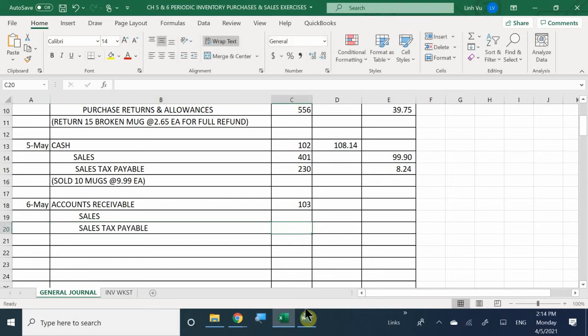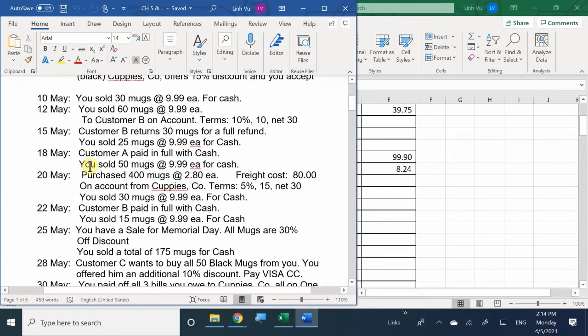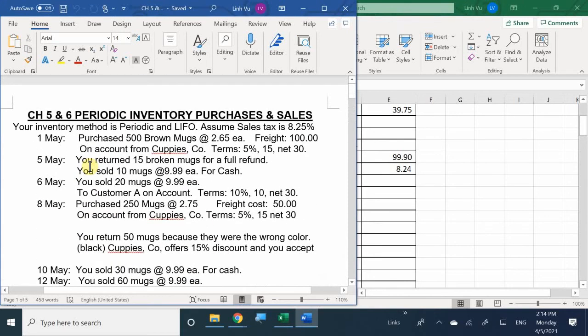Okay. So sales was 401 and sales taxes 230. I just looked right from above and pulled the information back down. So, how much was my total sales? If I sold 20 cups to customer A for $9.99 each, so they don't get a special discount. They're a regular customer. The only difference is they get a special discount if they pay me back on time.